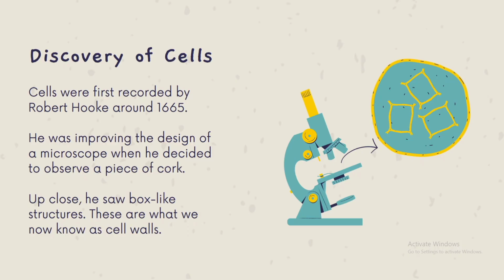Now we will discuss the discovery of cells. Cells were first recorded by Robert Hooke around 1665. He was improving the design of a microscope when he decided to observe a piece of cork. Up close, he saw box-like structures. These are what we now know as cell walls.